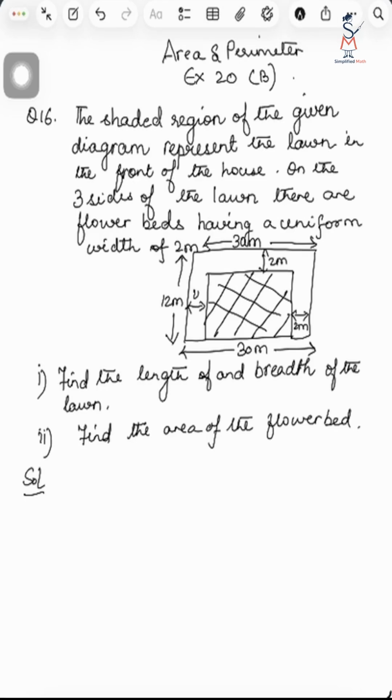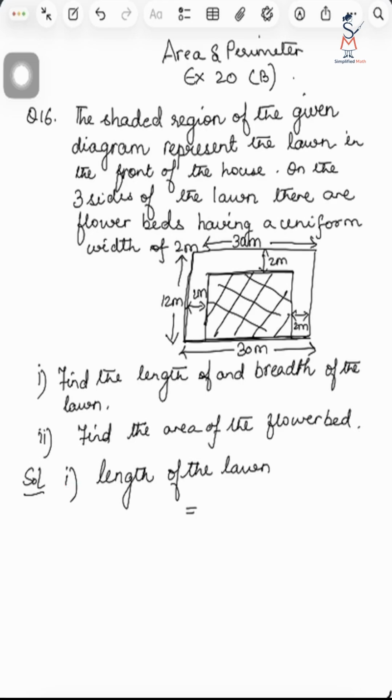Fine. Now what is given? This total length is given and the breadth is given. Find the length and breadth of the lawn. So we have to find this length and this breadth. Fine. So we know that what will be the length of the first one we are doing? The length of the lawn. The length of the lawn, let's take 30 meter as the length. Right? Fine.